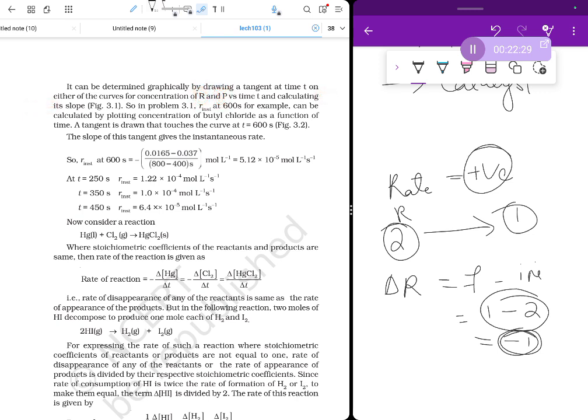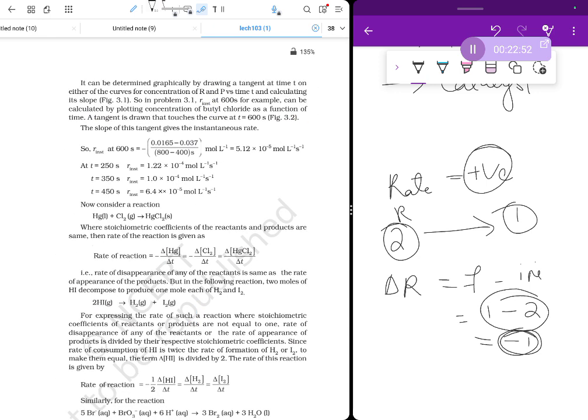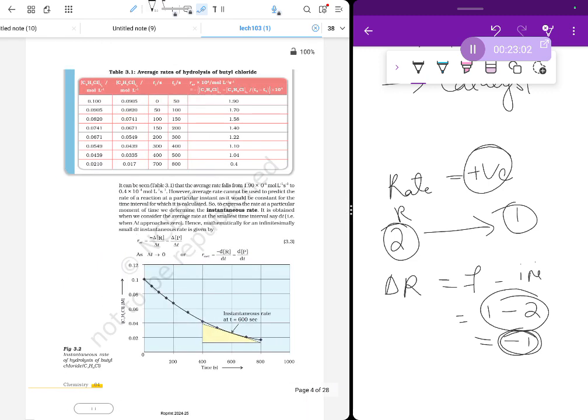So in problem 3.1, it's just an instantaneous rate calculation, we'll check it. R instantaneous at 600 seconds, for example, can be calculated by plotting concentration of butyl chloride as a function of time. A tangent is drawn that touches the curve at t equal to 600 seconds. The slope of this tangent gives the instantaneous rate. Okay, so r instantaneous at 600 seconds is equal to minus, it is represented in terms of the product. So let's check that data.